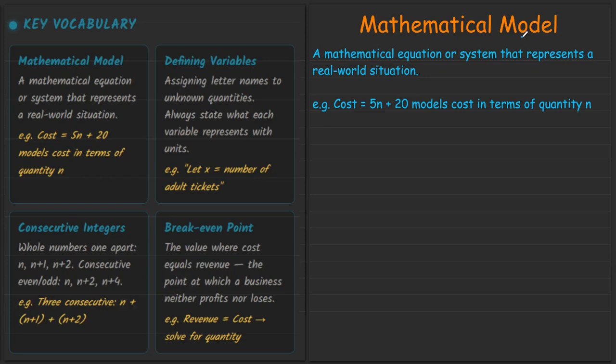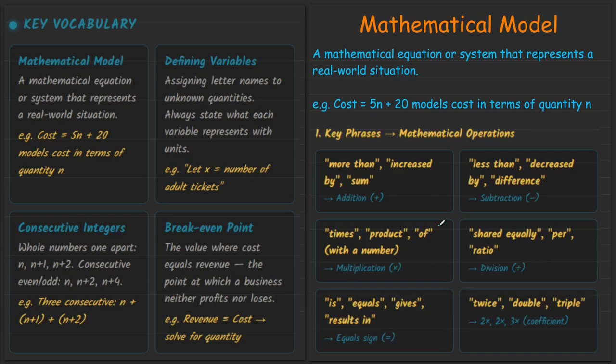So for instance, if you want the cost of a particular quantity of objects, goods, or what have you, if you write that as an equation, as you have here, cost equals 5n plus 20. This models the cost in terms of the quantity n. This here becomes a mathematical model. Now it is important to note that there are key phrases you need to understand before you can model mathematically. Some of these key phrases are what we'll be considering next.